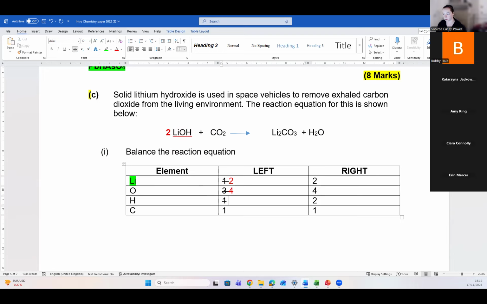So I can cross that out. And I have 2 on my left-hand side here too. And my carbons are always balanced, so I didn't need to go near them. So I can say that's the balanced chemical equation.